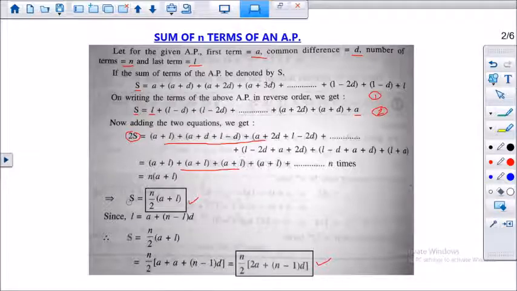So what will be the S value? n by 2 into (A plus L). This is one formula for finding the sum of n terms of an AP.